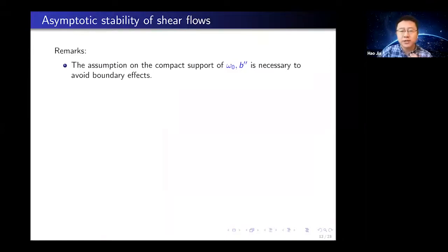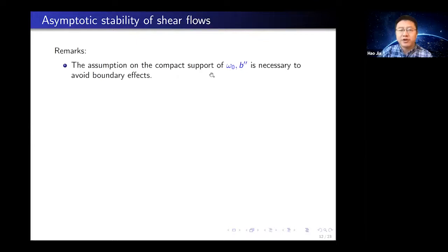So I have a few remarks on the result. The first one is that the assumption on the compact support is necessary to avoid boundary effects. You can already see this when b double prime is completely 0 and omega naught is not compactly supported away from the boundary. You can see that the boundary terms, it's like you integrate a Green's function against an oscillatory function. You will pick up some boundary terms which oscillate differently than the term from the singularity of the Green's function, right? If you integrate a Green's function against an oscillatory function, you will have oscillatory effects, but the non-oscillatory effect should be the one given by the singularity of the Green's function.